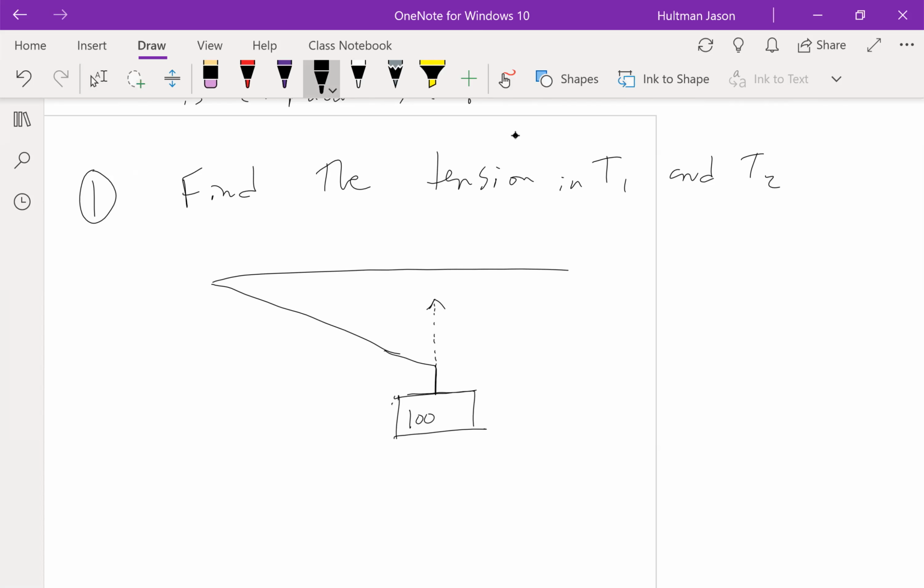Okay, so 100 pounds is being suspended. This is our physics problem for the day. I have T3 here, I have T2, and I have T1. This is a 50-degree angle, and this is a 32-degree angle, even though it doesn't look like it. So how am I going to find the tension in T1 and T2?